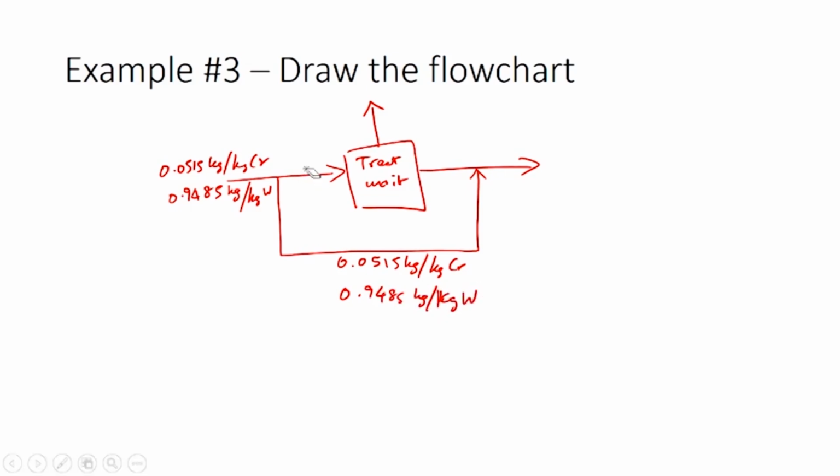So, this stream would also have the same composition. Let the flow rates be labeled as M1 dot, M2 dot, M3 dot, which is the bypass stream, M4 dot, which is the stream being sent back to the plant, M5 dot, which is the stream leaving the treatment unit, and the combined stream which is leaving would be M6 dot.